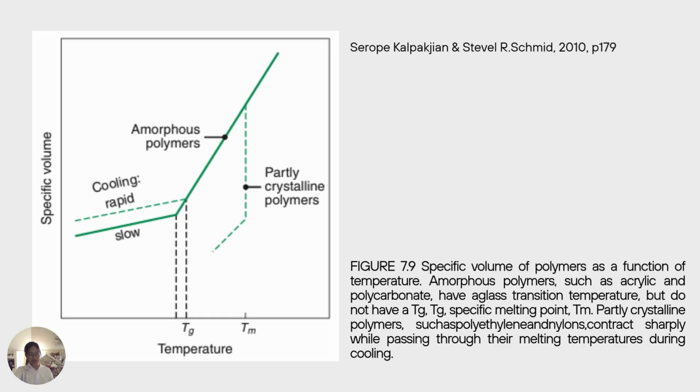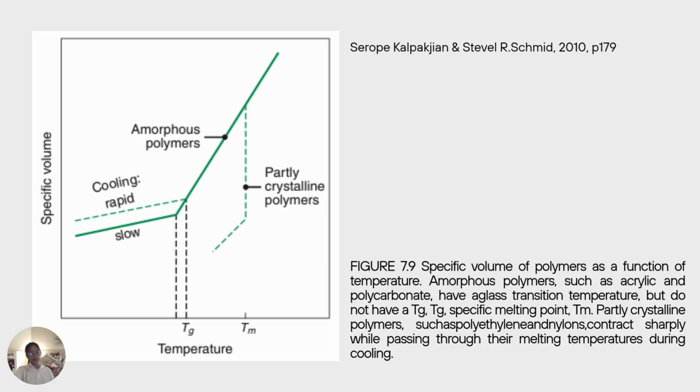On the vertical axis, we have specific volume. That's essentially how much space the polymer occupies per unit mass. On the horizontal axis, we have temperature. The graph includes two curves, one for amorphous polymers, such as acrylics, and one for partly crystalline polymers, such as nylon. As we heat an amorphous polymer, it expands gradually until it reaches a point called the glass transition temperature, Tg.